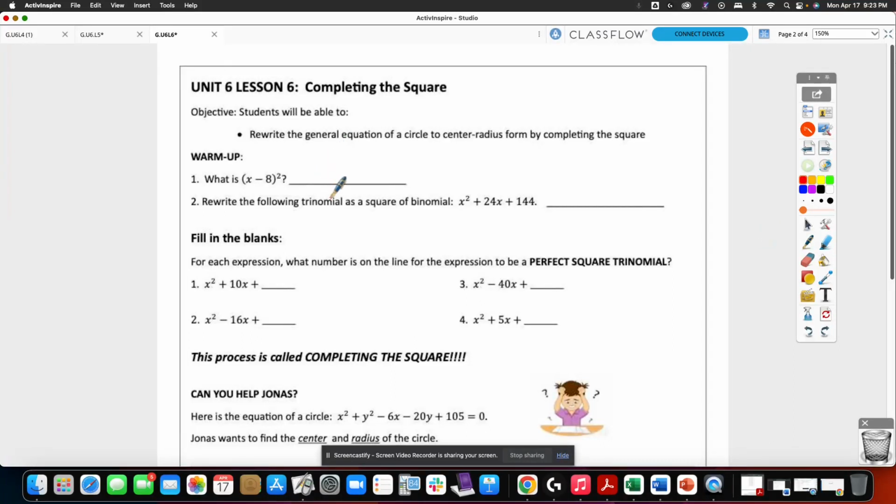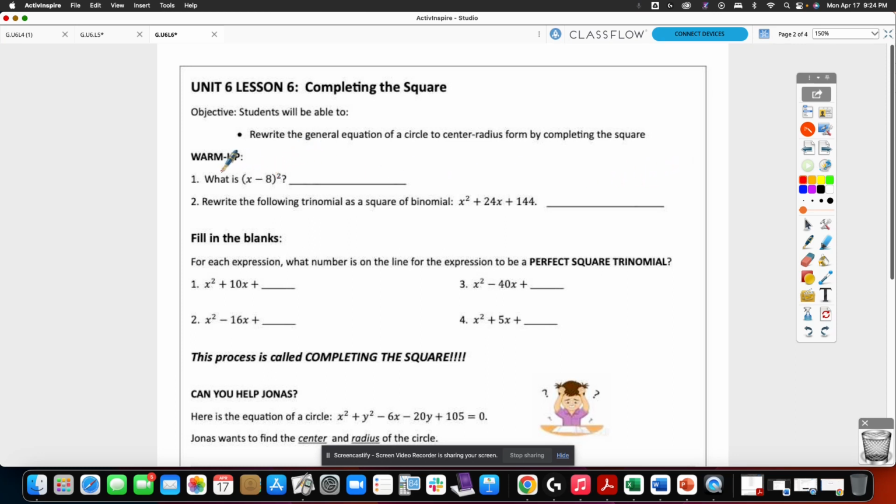For Unit 6, Lesson 6, we are given a general equation of a circle, and we will use completing the square in order to convert that general equation into center radius form. But before we do this, let us take a look at what we have learned so far.